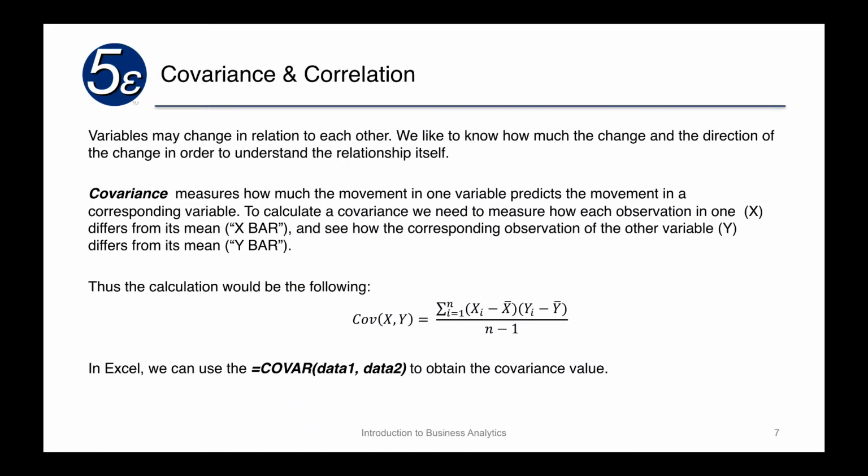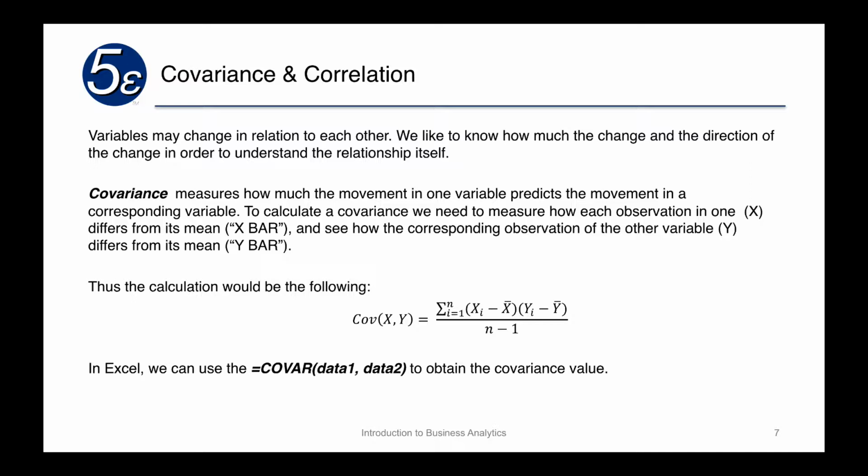So in the covariance, we're measuring how much the movement in one variable predicts the movement in a corresponding variable. Now, to calculate a covariance, we need to measure how each observation in one, x, differs from its mean, which we call x bar, and see how the corresponding observation of the other variable, y, differs from its mean, which is called y bar. And this is important to understand how much change is occurring in both around their mean and the direction of that change.